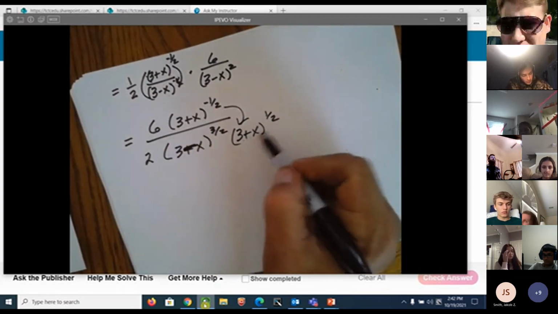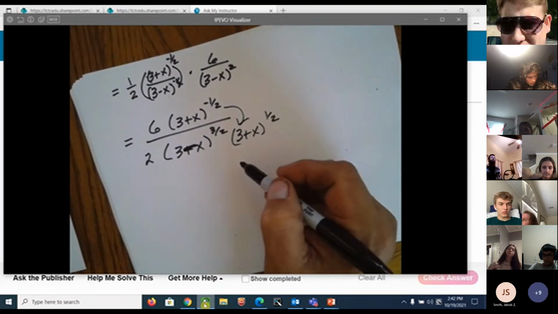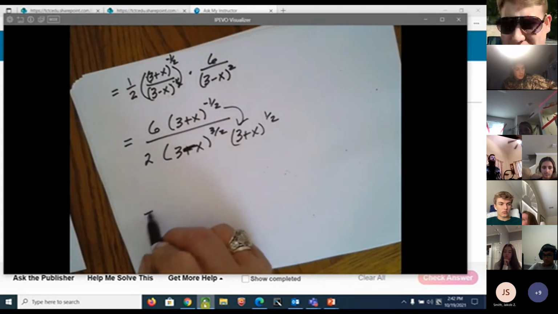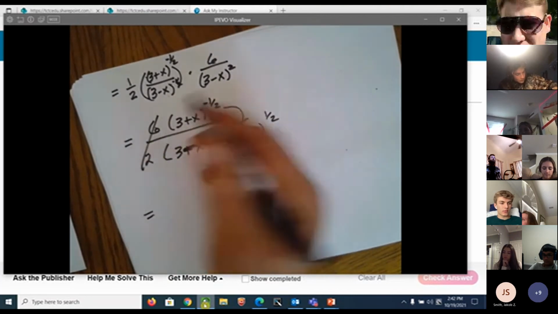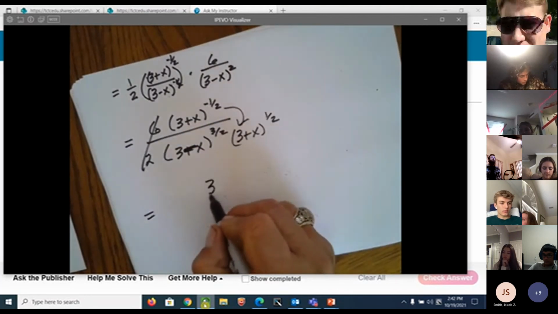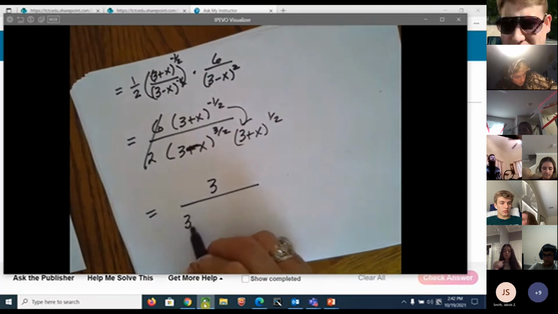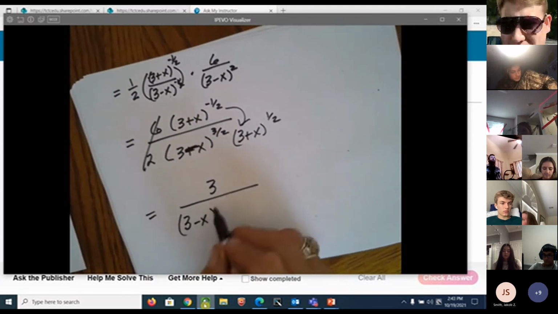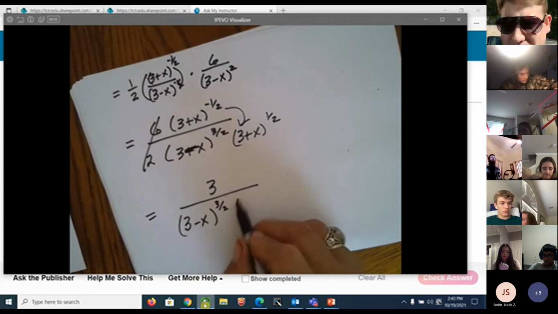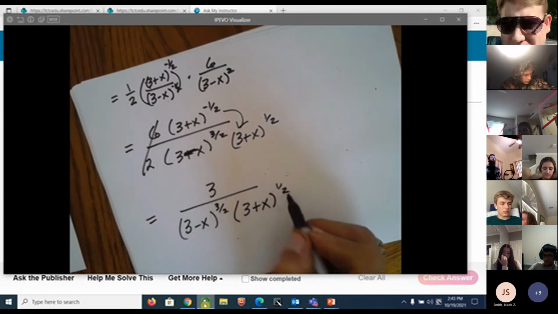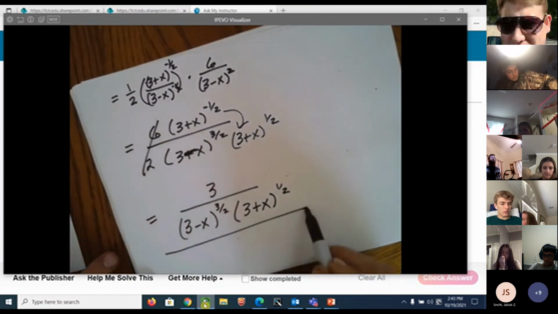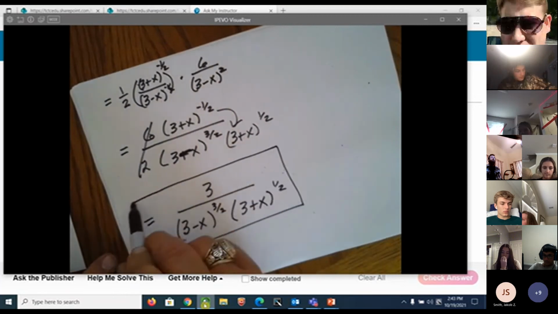I don't know if they want to do that or not. 6 divided by 2 is 3. So I get 3 over 3 minus x to the 3/2 times 3 plus x to the 1/2. Now it could be any derivation of that answer.